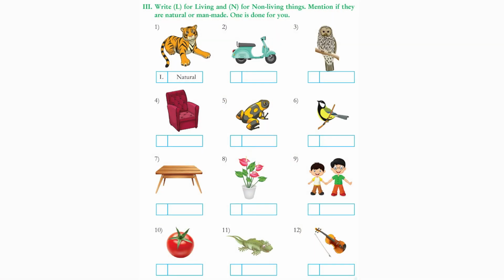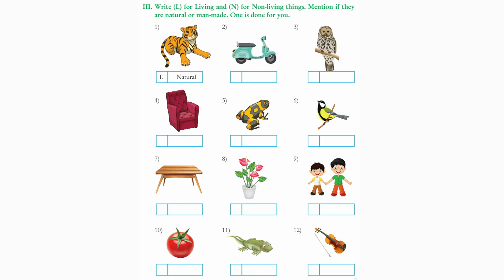Here they say write L for living and N for non-living things. Mention if they are natural or man-made. One is done for you. So if you look, here we have so many pictures of living and non-living things. The first one is a tiger. Tiger, the animal, is it a living thing? Yes, that's why it is marked as L there, and it is a natural thing.